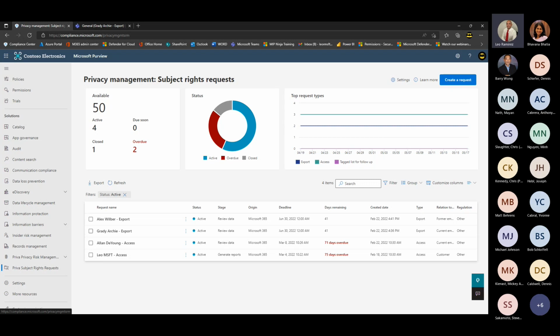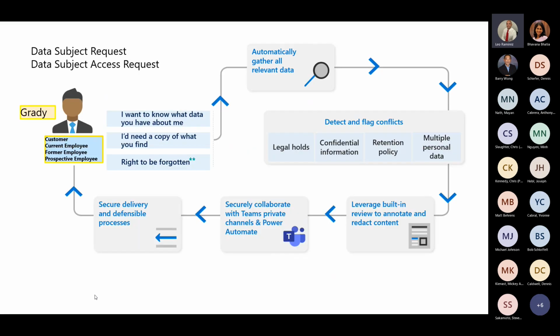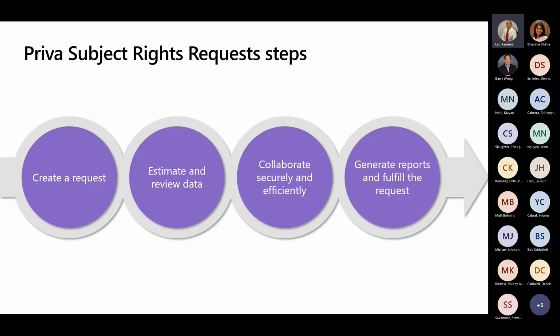Now, to better understand the elements of a case, let me just bring up a slide real quick. There are 4 easy steps. Number 1, you create the request. After the case is created, you can see an estimate of the data that has been collected, and you can review that data. You can also collaborate with others on the case. And finally, you can generate reports, fulfill that request by giving the subject either the report or the data that has been collected.